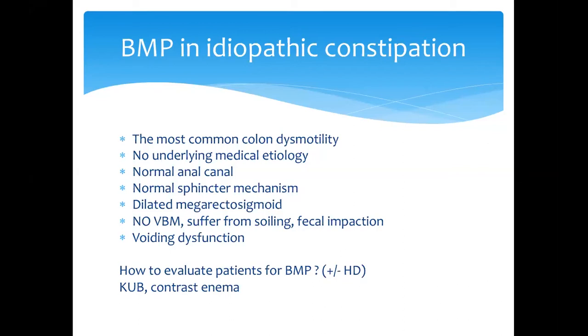We know that they have a normal sphincter mechanism, but unfortunately, because of the vicious cycle of chronic constipation, they have a very dilated colon, dilated rectum and sigmoid, and they do have slow motility. They do have stagnation, and persistently they have constipation.